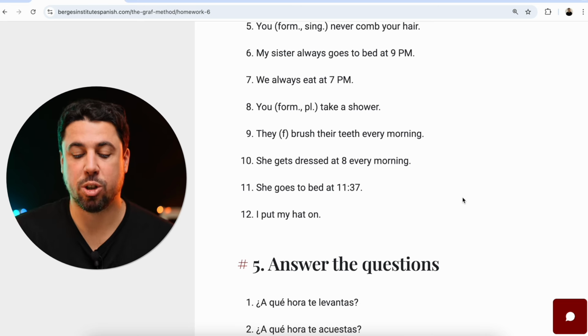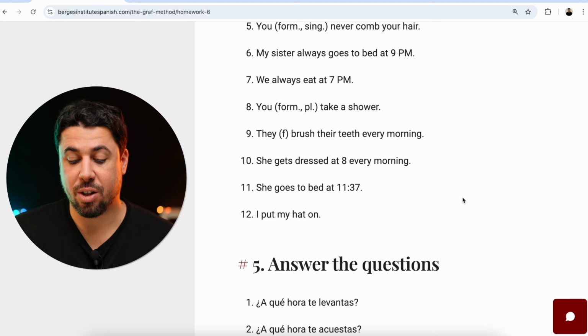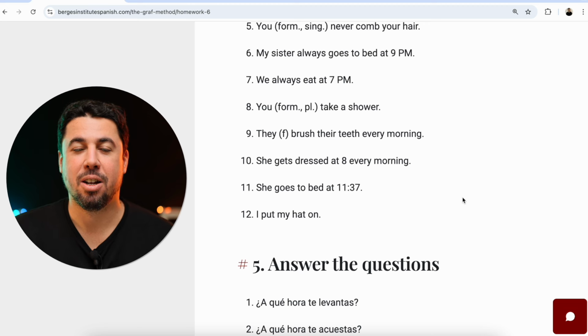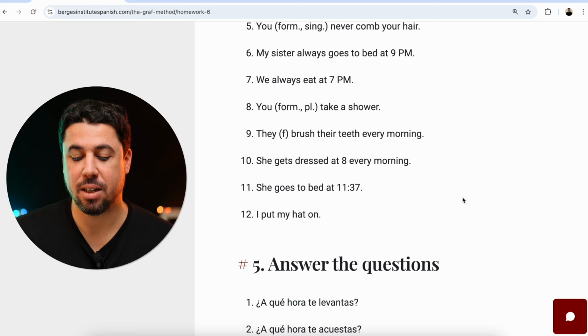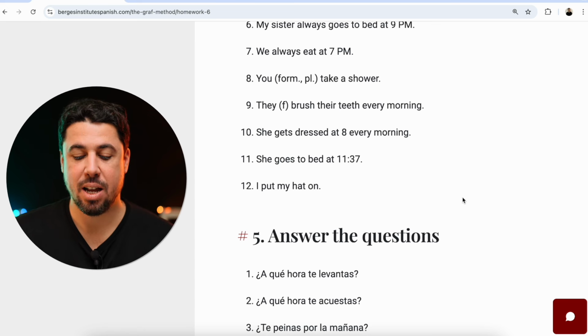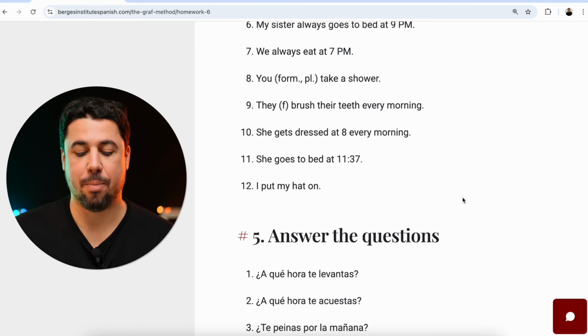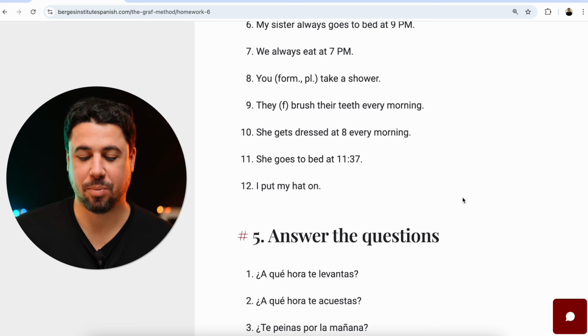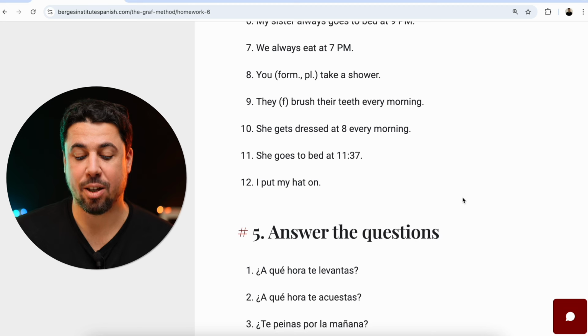You, formal plural, take a shower. Ustedes se duchan. They brush their teeth every morning. Ellas se cepillan sus dientes. No, los dientes. Ellas se cepillan los dientes cada mañana. She gets dressed at 8 every morning. Ella se viste a las 8 cada mañana. She goes to bed at 11:37. Ella se acuesta a las 11:37.